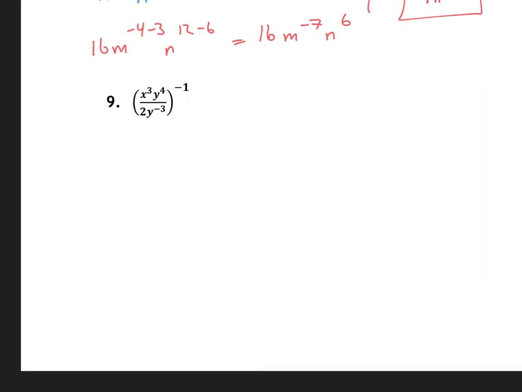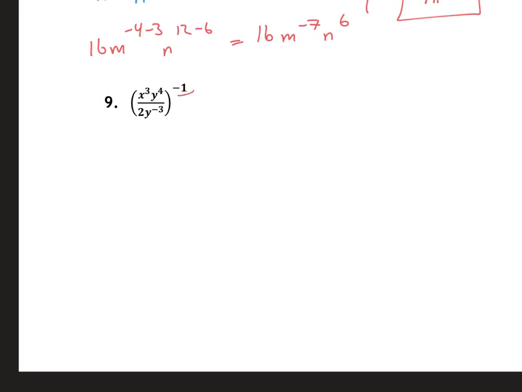All right, last one. It's raised to the negative 1 exponent. You could distribute that negative 1, or I know that since everything's going to change its signs, I'm just going to go ahead and flip this. If you just flip the fraction, you're good to go, and then simplify. But just to show you it works, if I distribute that negative, everything's going to get it, top and bottom. I get x to the negative third, y to the negative fourth, over 2 to the negative 1, y to the third.